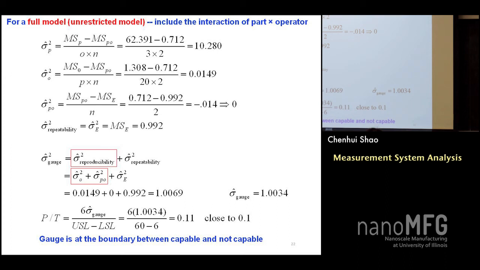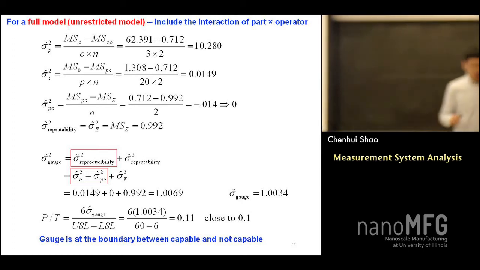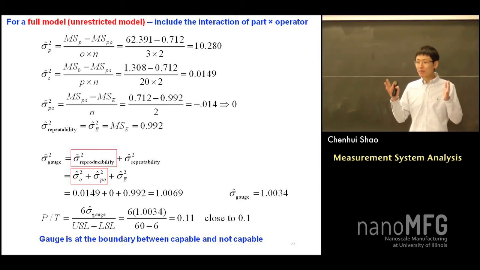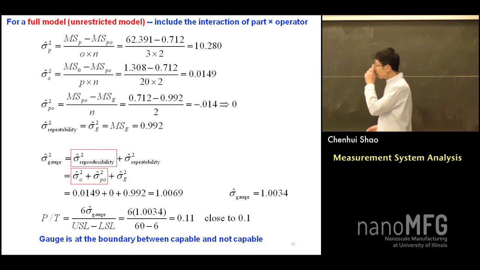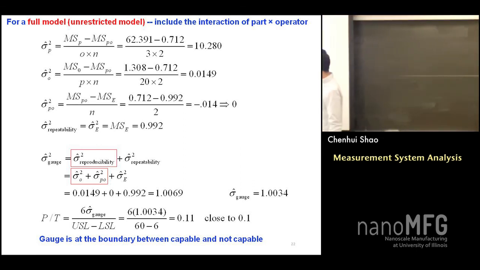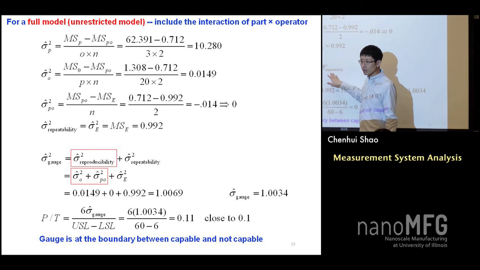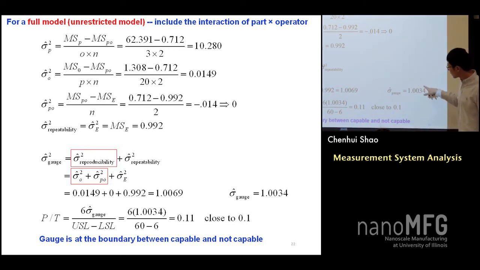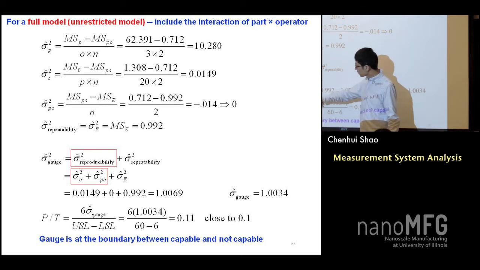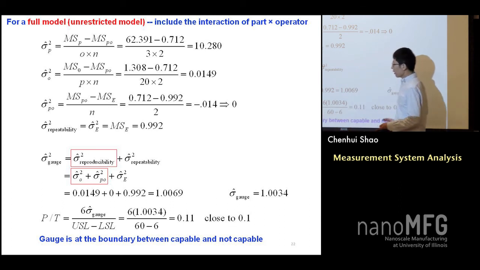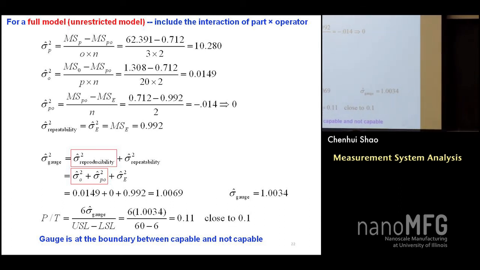So do you still remember what we got using the X bar R chart? It's similar, right? So if I give you one data set and use these 2 methods, it is expected that you have similar results, but not too different. It can be different, but not too different. So sigma gauge square is the sum of these two terms, reproducibility and repeatability. Sigma gauge hat is this number, and in the P/T ratio calculation we use sigma hat, not sigma square. So we have this result.